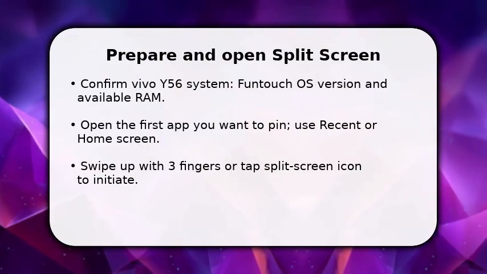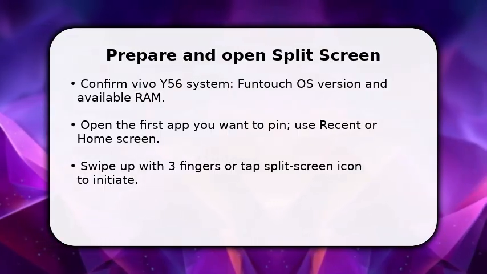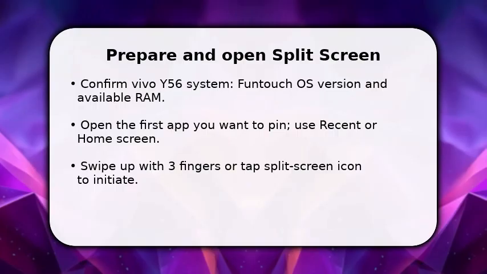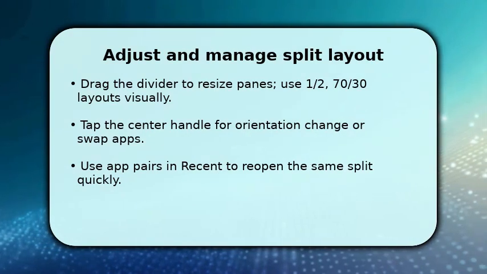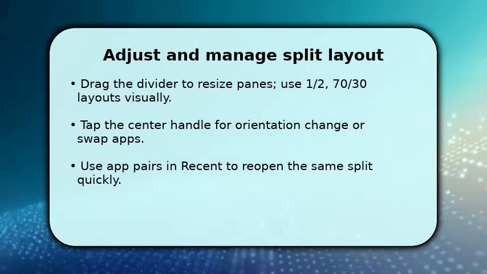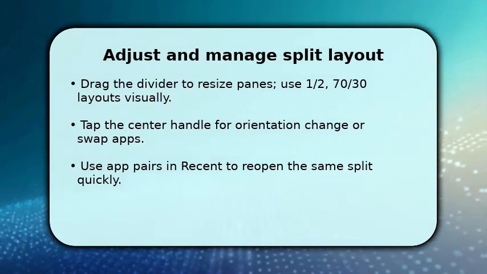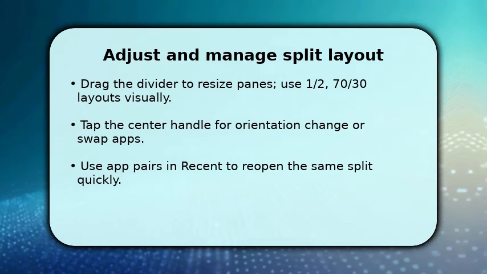Now choose the second app from recents or the app drawer. This gives you immediate dual app control. Once both apps are visible, drag the central divider to resize each pane. You can aim for 1/2 or a 70/30 split depending on your task.